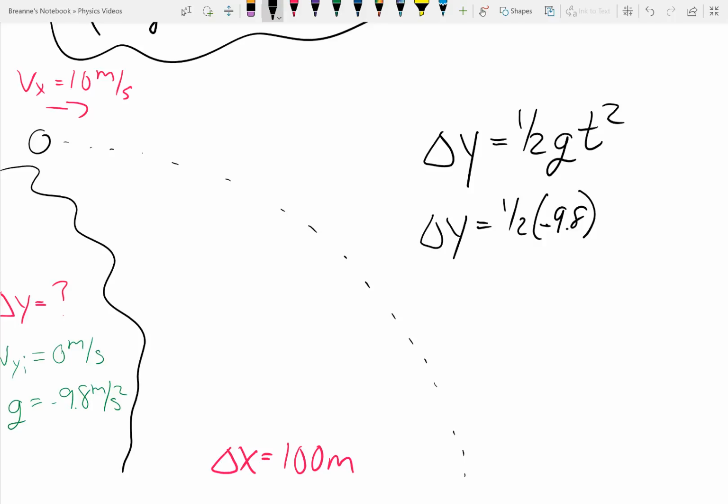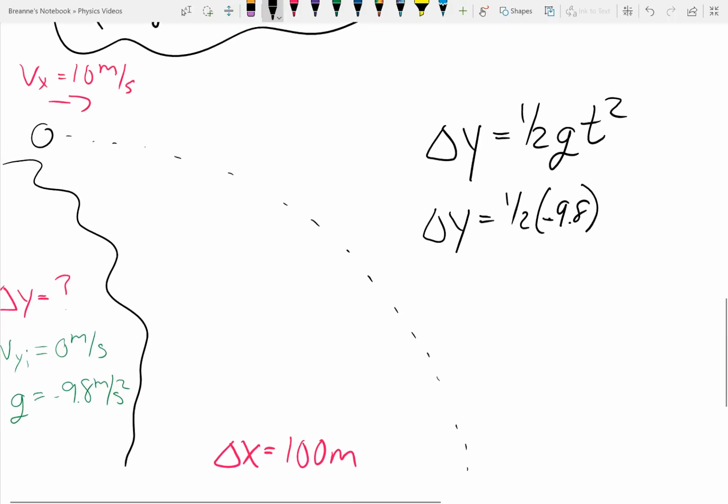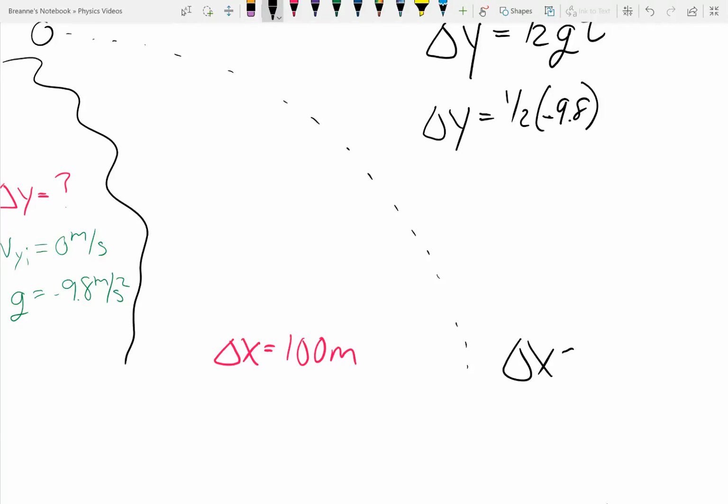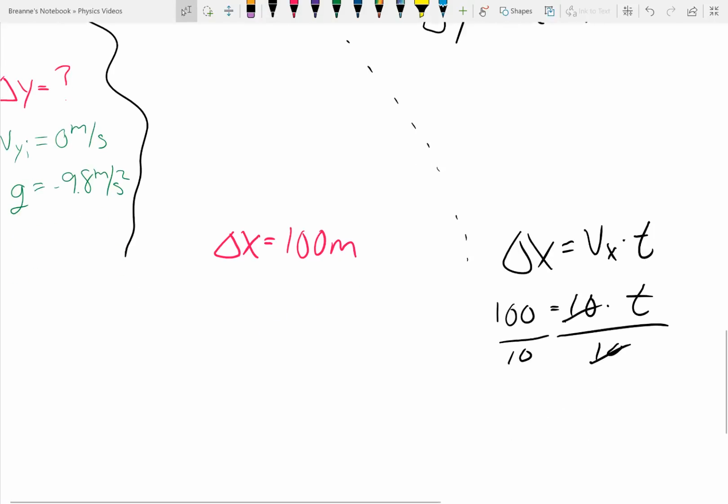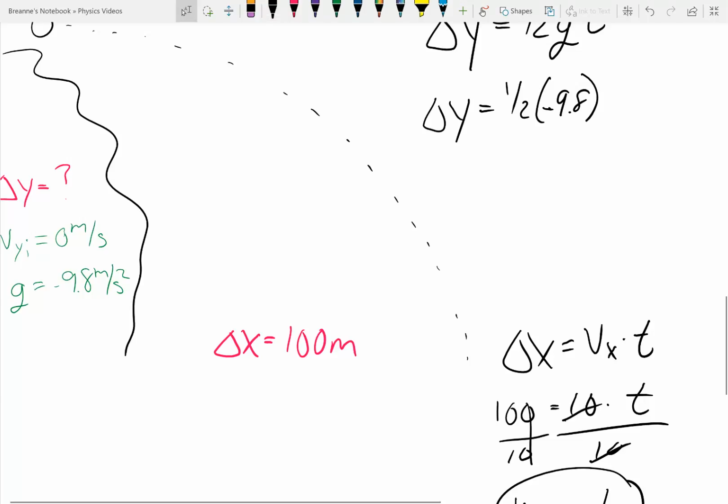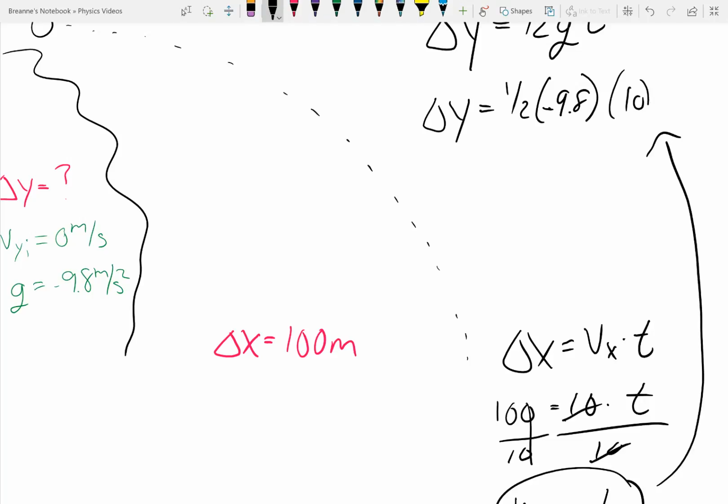But we do have our delta x and our vx, so we can use our only equation in the x direction to find time. Solve for time. Being multiplied, so you have to divide. So it takes 10 seconds. Once you get that information, you can bring that up here. So 10 squared. So you end up getting 1/2 negative 9.8, 10 squared.